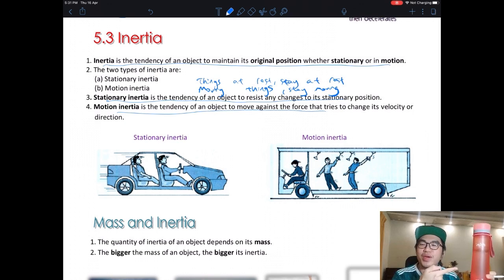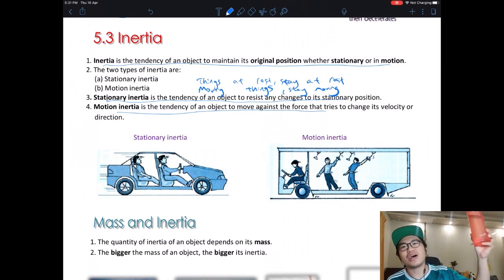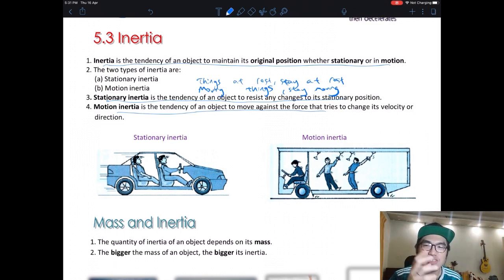Like I said just now, this is at rest. It wants to remain at rest. I want to push it, there's a resistance. This thing is moving. I want to stop it, it wants to keep moving. So there's a resistance, and this resistance we call inertia. Okay, very simple concept, inertia. Moving things will want to keep moving. Things at rest want to stay at rest. They don't want to move. So this is what we call inertia.